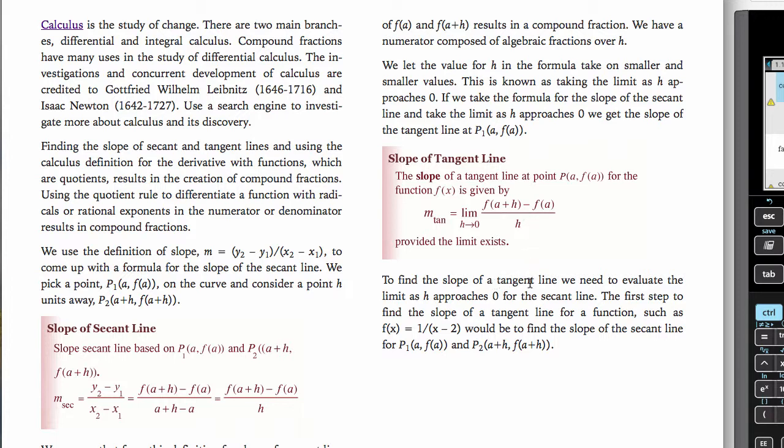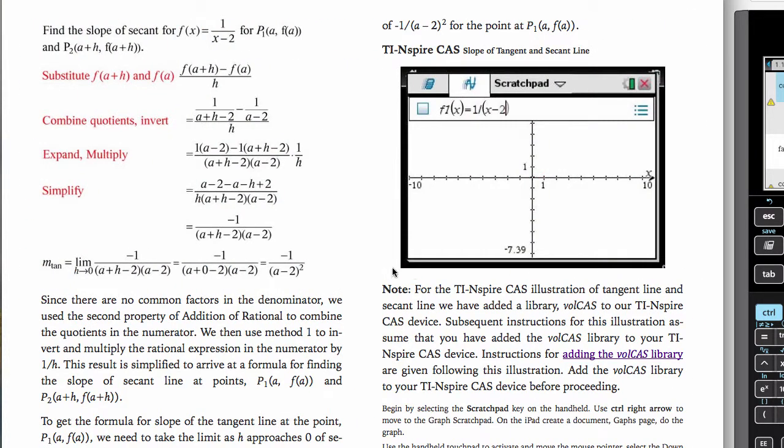To find the slope of a tangent line, we need to evaluate the limit as h approaches 0 for the secant line. So if we had a function like f of x equals 1 over x minus 2, we need to find the slope of the secant line first for the points P1 at a, f of a, and P2 at a plus h. So let's take a look at this on the next page.